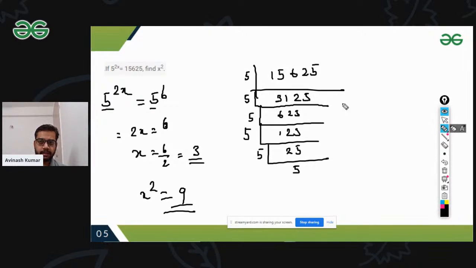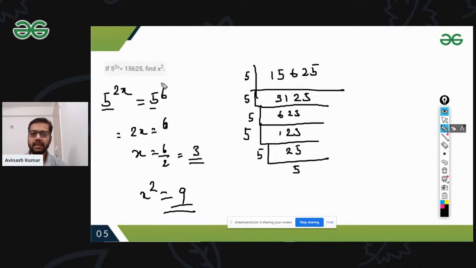See the question. 5 to the power 2x is equal to 15625. So 5 to the power 2x is equal to 5 to the power 6. See, 15625, I'm just taking the LCM. 5 3s are 15, then 5 1 is 5, 5 2s are 10, 5 5s are 25, 5 6s are 30. Then 25 and then 5. It means that 5 to the power 6. So I can write this: 5 to the power 2x is equal to 5 to the power 6.